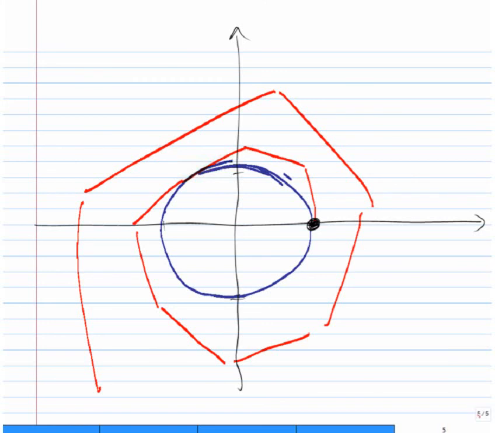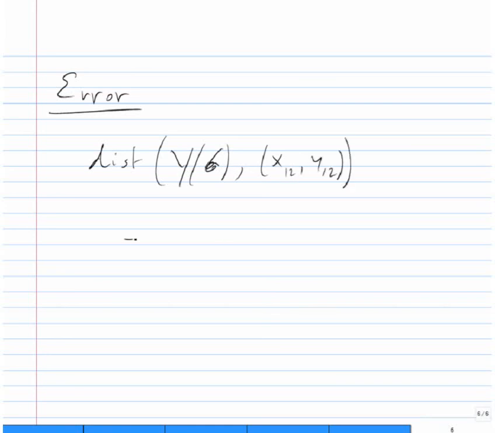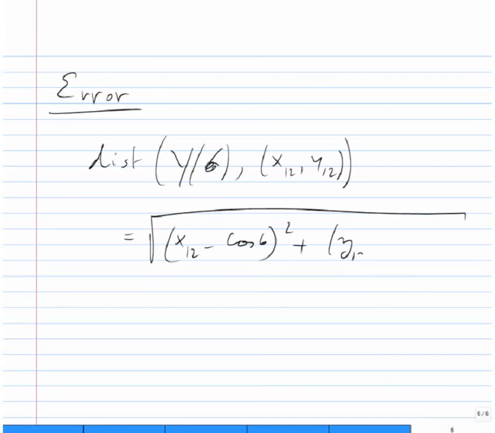We can even compute the error between the exact point, which is y of 6, the exact solution, and the point (x12, y12), which is equal to the square root of (x12 minus cosine of 6) squared plus (y12 minus sine of 6) squared, which gives the value of 4.655. So the error is quite big compared even to the size of the points.